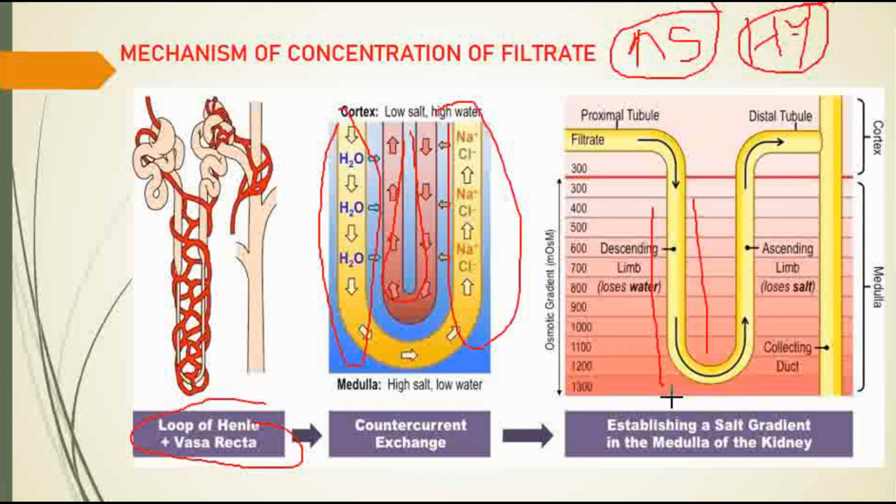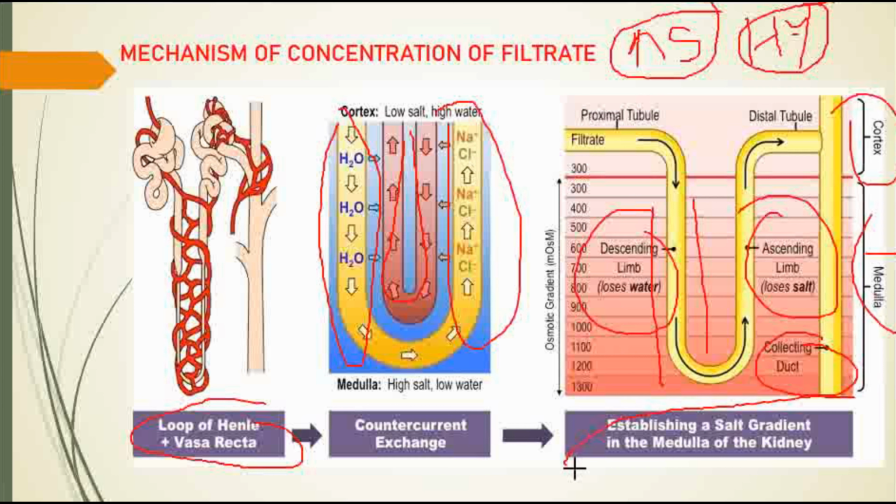ஸோ இதனால் water gets recovered. ஸோ இந்த descending limbல பார்த்தீங்கன்னா the filtrate loses water here. Here it loses the salt in the ascending limb. So this is the collecting duct, this is the cortex and medulla, you can see. So it establishes a salt gradient in the medulla of the kidney. So this is the countercurrent exchange.